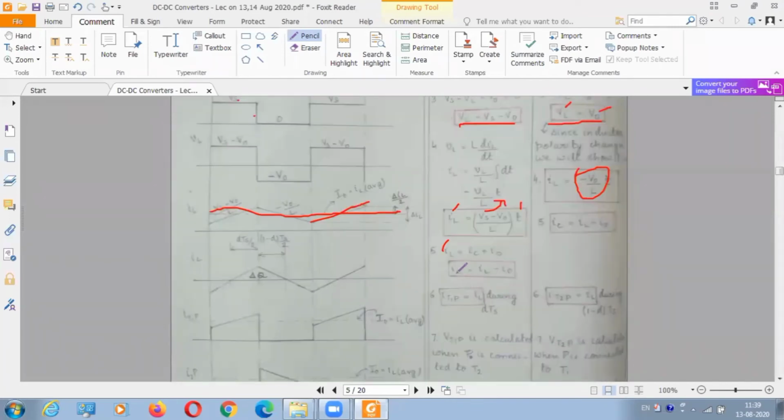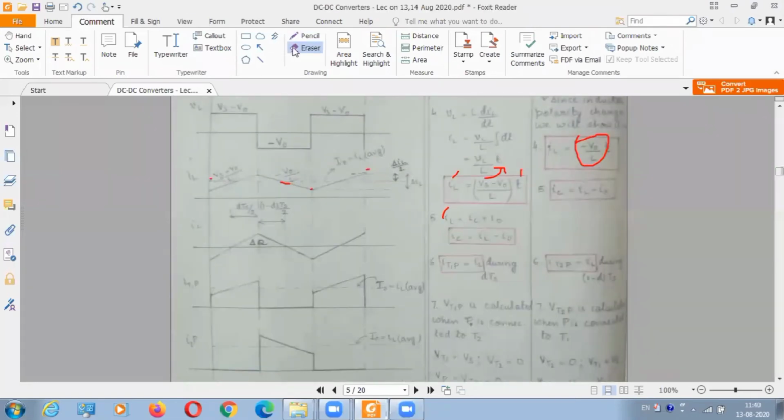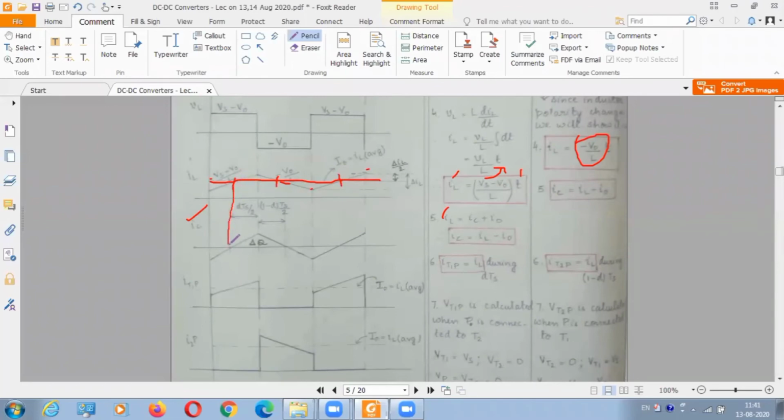So what I will now do, IC is equal to IL minus I0. My average current through the inductor, this intersecting line, is I0. So if I decrement this IL by this I0 value, I'll get IC. Now at this point, IL is equal to I0. At this point, IL is equal to I0. So at this point, IC is 0, because IL becomes equal to I0, so I0 minus I0 becomes 0. And below this 0, obviously it will go negative. So negative then goes in this way.